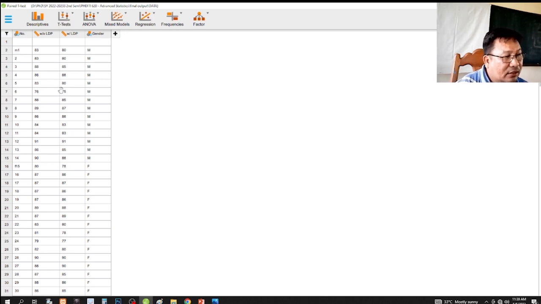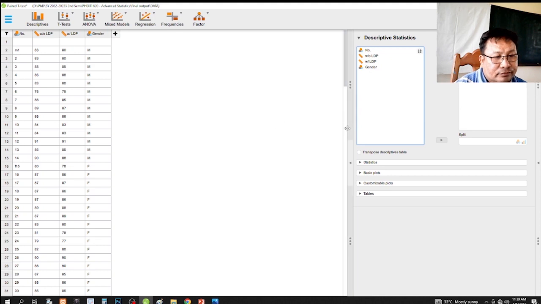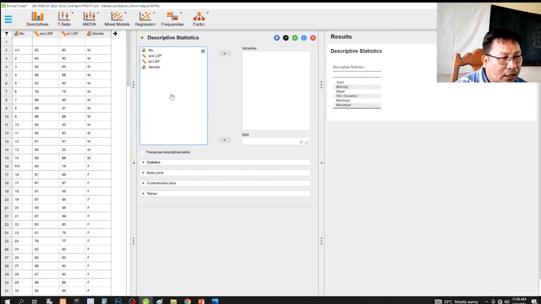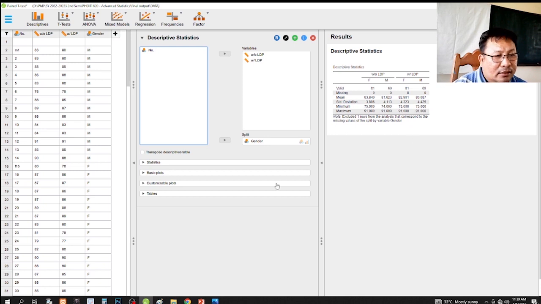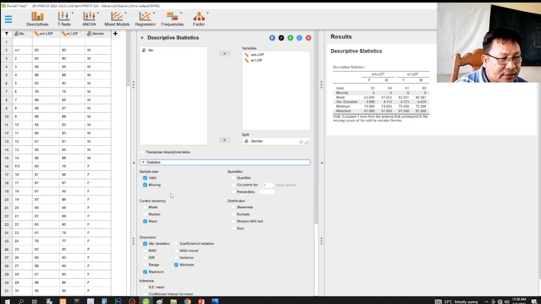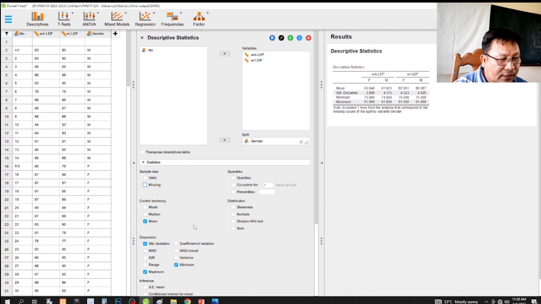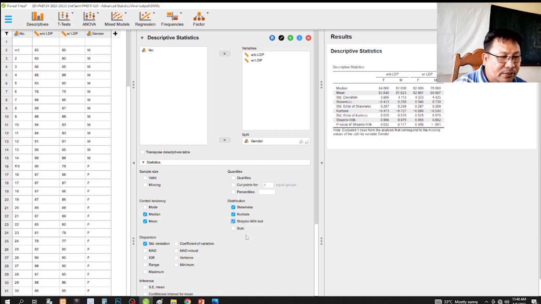First, we will test the normality of the distribution of the population. First, we're going to click on the descriptives. We will use these two as our variables and the gender as our split. For the statistics, again, we will use the mode, median, standard deviation, with the skewness, kurtosis, and the Shapiro-Wilk tests.